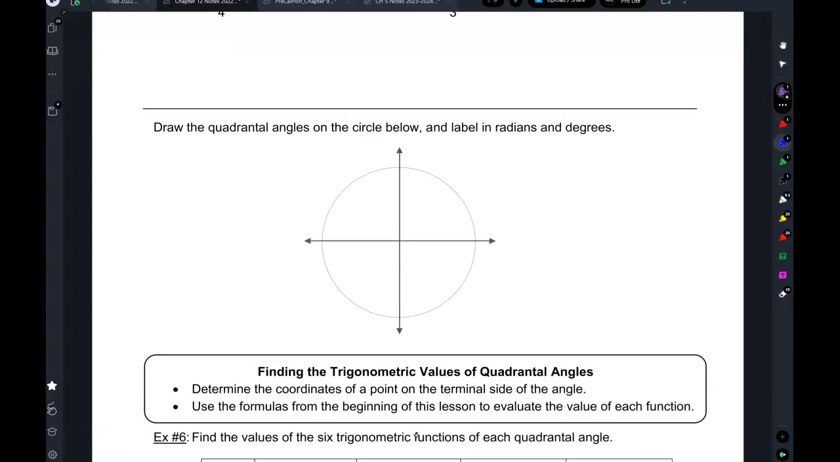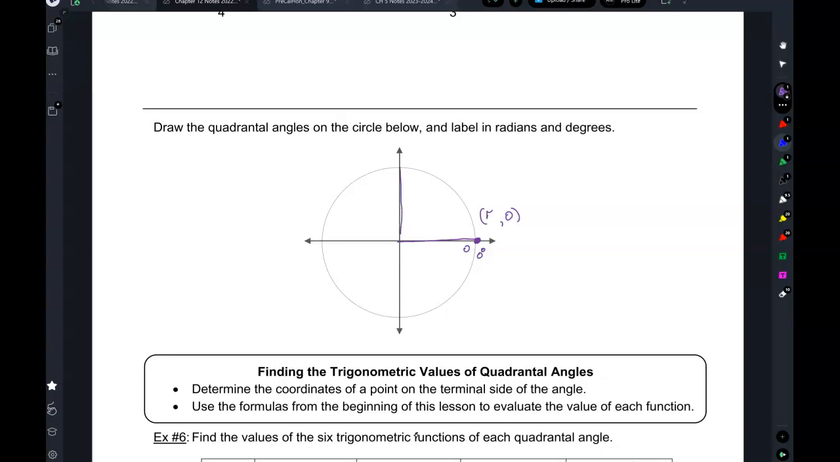Let's draw the quadrantal angles and label them. So let's draw the quadrantal angles. This is a quadrantal angle here, right? 0 degrees and 0 radian. Okay. What would be the y coordinate there? 0. Okay, what would be the x coordinate? If the radius of the circle was 1, what would be the x coordinate? What if it was 5? What if it was r? R.